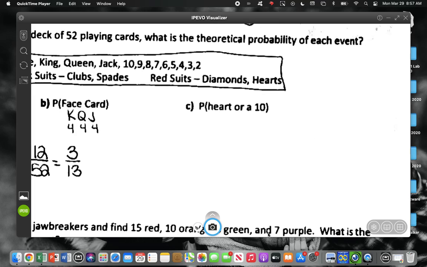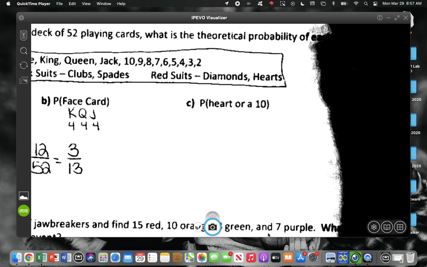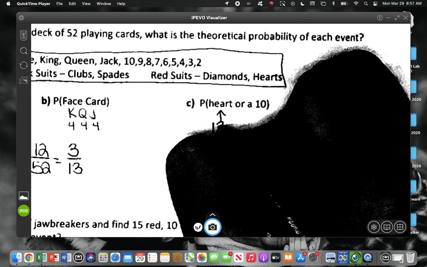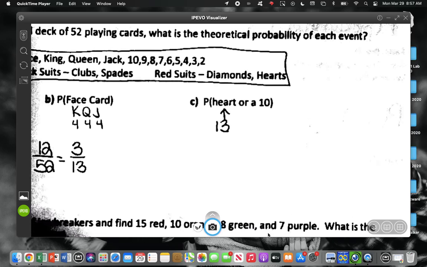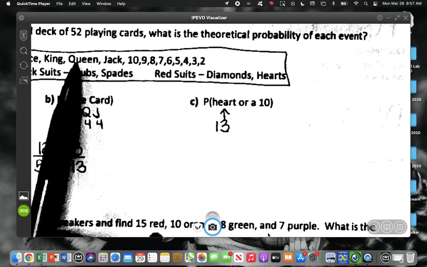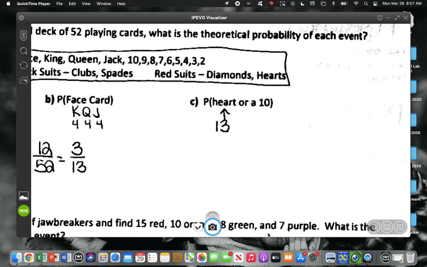First of all, how many of the cards in the entire deck are hearts? 13 hearts, because there is a heart of an ace, king, queen, jack, 10, all the way down to 2. So 13 total. And it says or a 10.